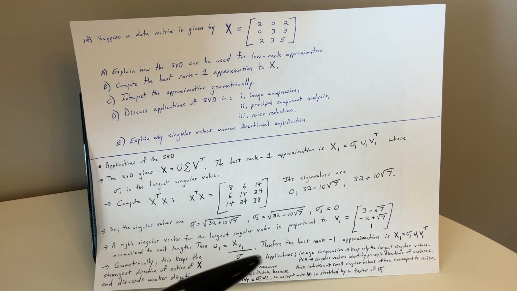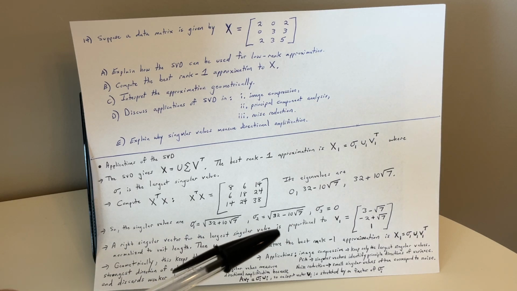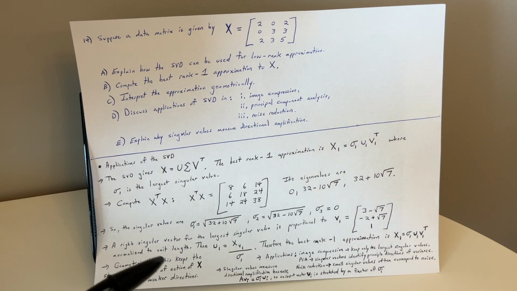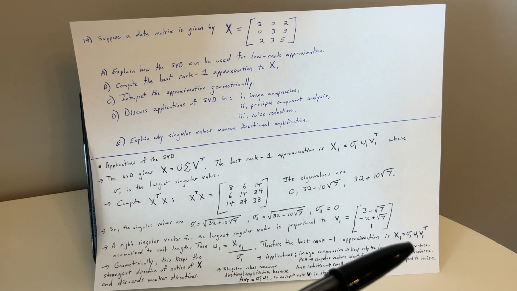So I should go back to here. The right singular vector for the largest singular value is proportional to v, normalized to unit length. Then u sub 1 equals X v sub 1 over sigma sub 1. So the best rank 1 approximation is X sub 1 equals sigma sub 1 u sub 1 v sub 1 transpose.